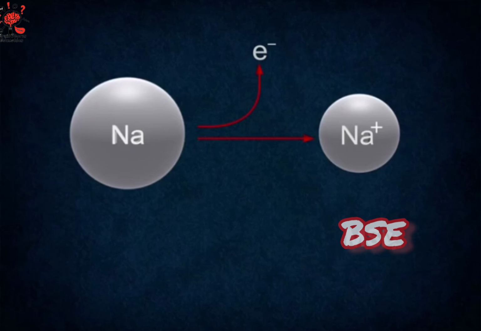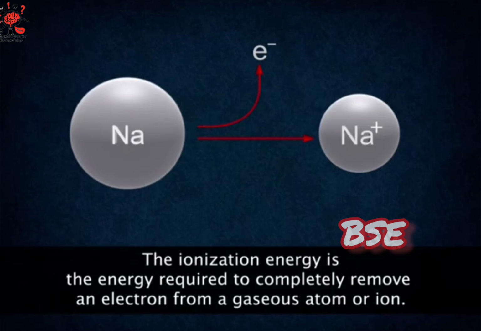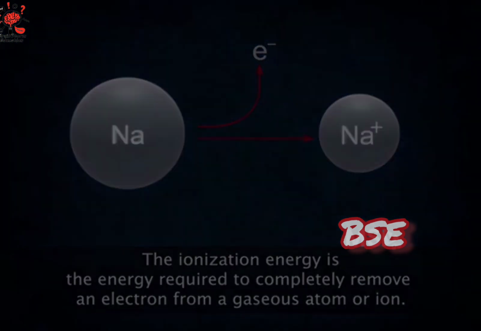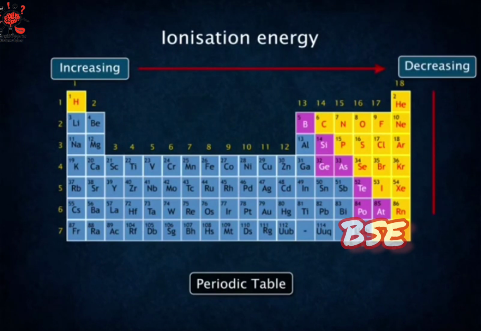Electronegativity is related to ionization energy. The ionization energy is the energy required to completely remove an electron from a gaseous atom or ion. Just like electronegativity, ionization energy also increases across a period and decreases down a group.